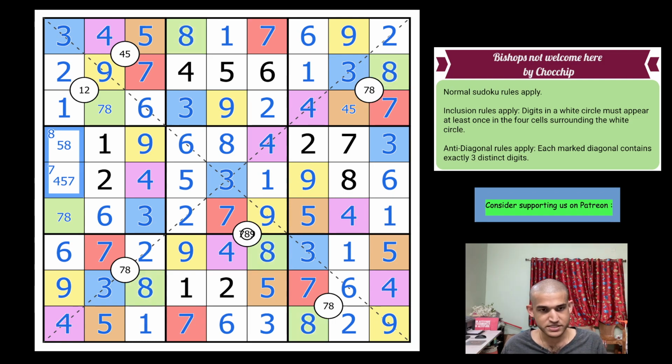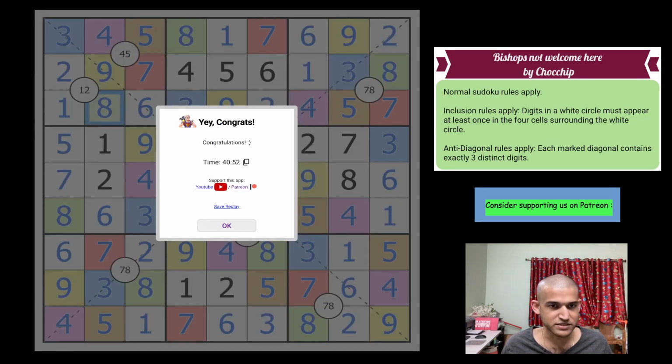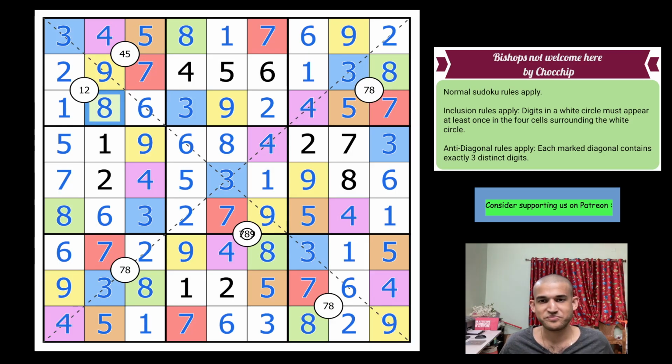Okay, now just 3 digits left, so that's 8, and you have 2 more. 1, 2, 6, 8, 3, 4, 9, so 7, 5 are still left. Okay, this is 5, and that's an 8. And with that, we have completed this really gorgeous Sudoku. Very, very enjoyable, I would say.